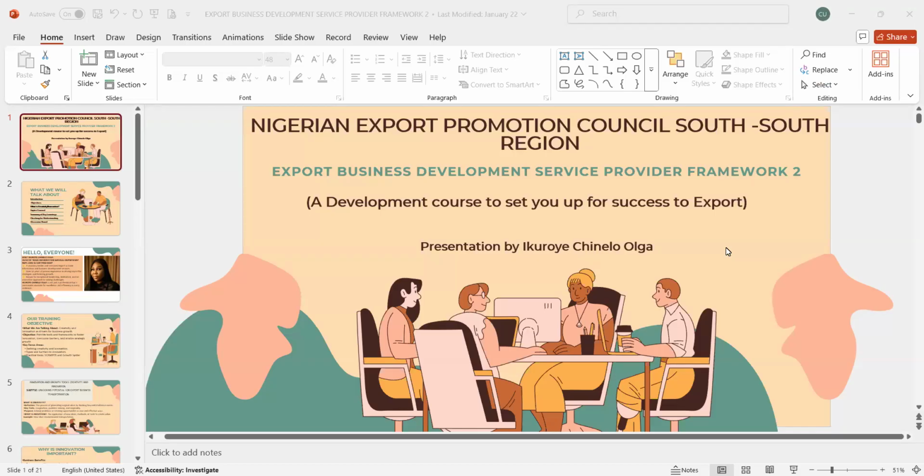Then we talked about the framework of BDSP intervention. We talked about the tools for business analysis. We also talked about financial management for exporters, and digital marketing for exporters in relation to the BDSP. And then we also talked about navigating the entrepreneurial system. So today is a continuation.